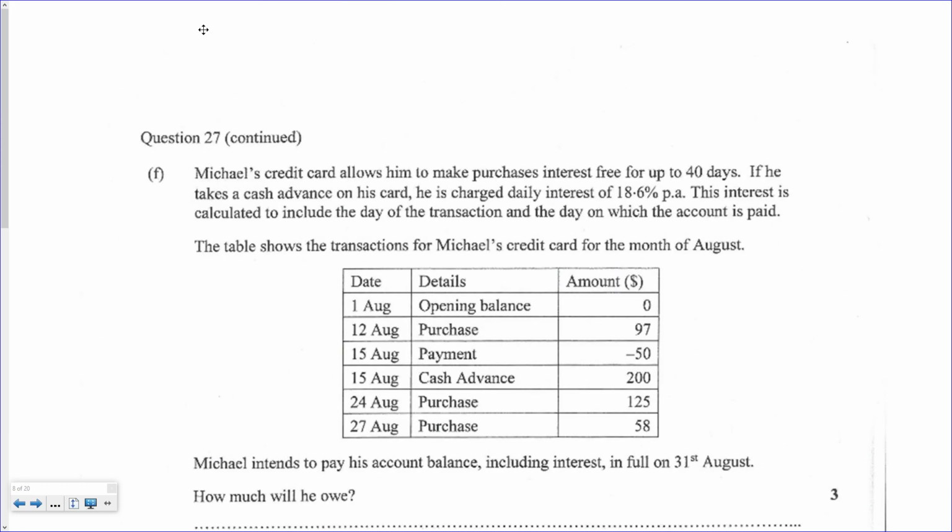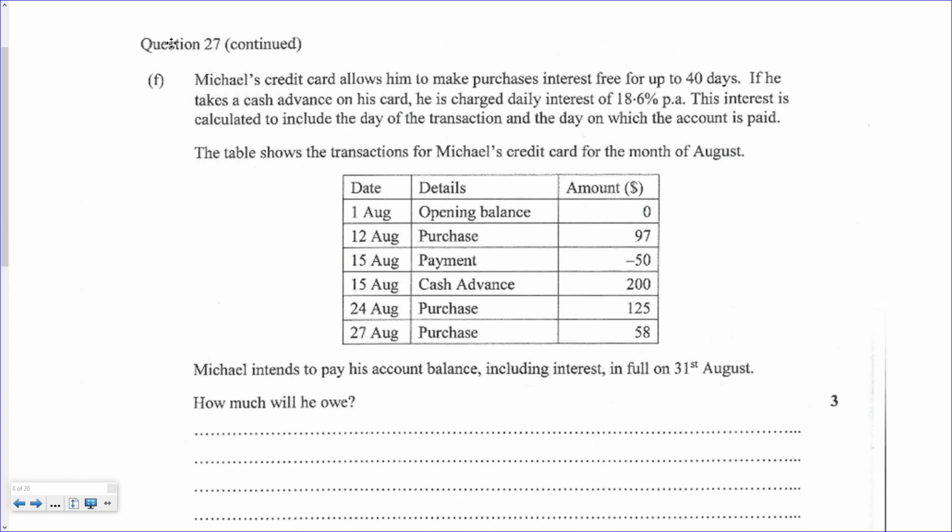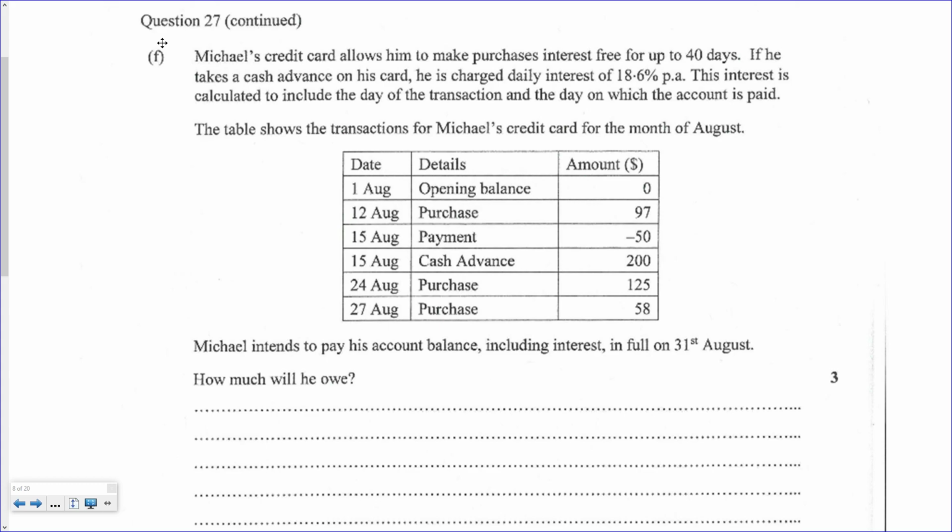And going on to this last page for question 27, and this question's a bit of a pain, to be honest. So we have this credit card, which tells you that you have an interest-free period of 40 days. If you take the cash advance on this card, he is charged daily interest at 18.6% per annum. The interest is calculated to include the day of the transaction and the day which is paid. And then we have basically the transactions for this month. So he wants to pay his account balance, including the interest, in full on the 31st of August. So how much will he owe?